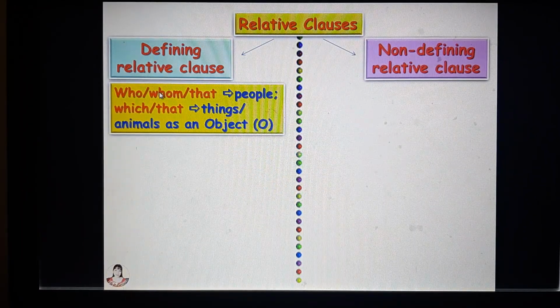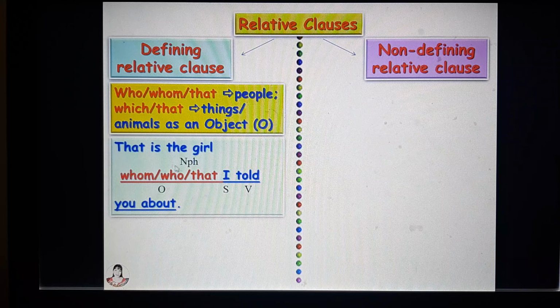We use who, whom, that for people, and which, that for things or animals as an object. For example, that is the girl whom I told you about. That is the girl who I told you about. That is the girl that I told you about.